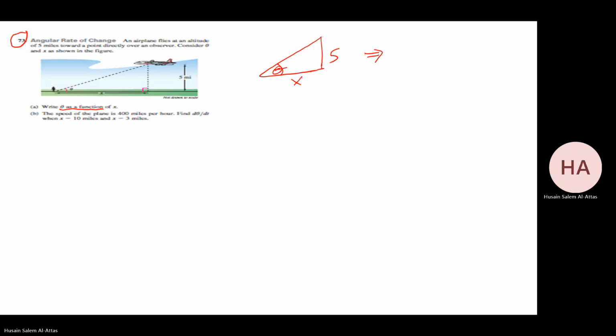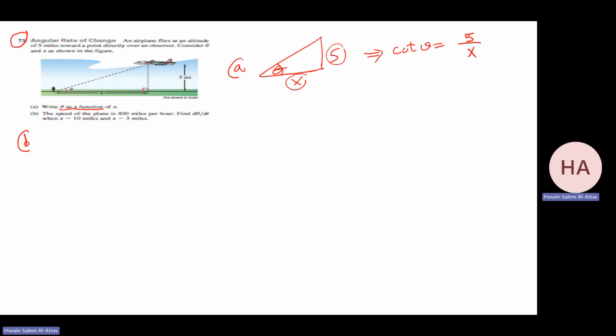I know that sine theta or cotan, I want to relate 5 and x with theta, which is opposite with hypotenuse, and I want the x to be in the numerator. So take cotan theta equals x over 5. That will be easier. You can make it 5 over x, but that will make it very complicated in doing the derivative. Okay, this is part A.